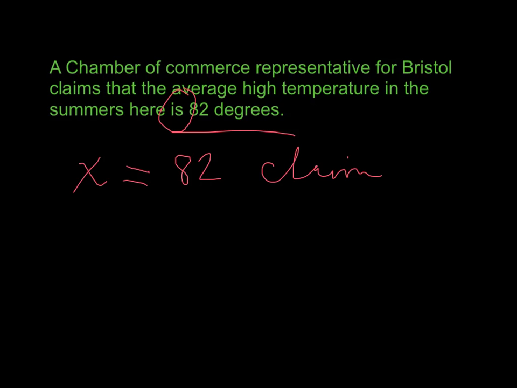All right, well. Next thing we're going to do is write the complement. So we have a claim written. We're going to write the complement of that, which would be, what are all the other options? Well, the other option is that x does not equal 82. We don't say less than, we don't say greater than, because it could be either or. So that's our complement to x equals 82.